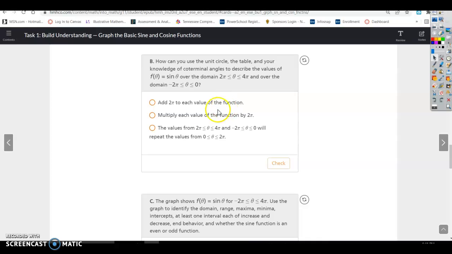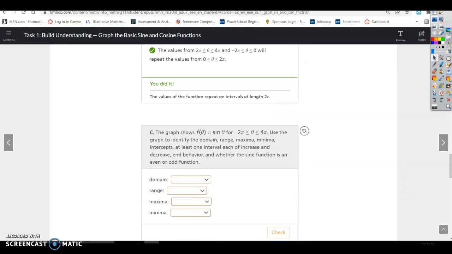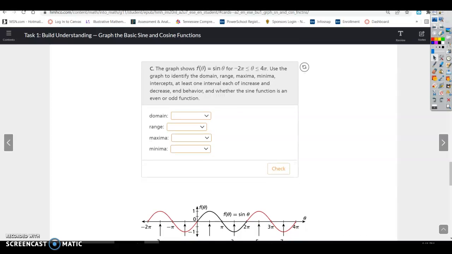So add 2 pi to each value of the function, or the values from 2 pi to 4 pi and negative 2 pi to 0 will repeat the values from 0 to 2 pi. So this is your best answer, because whatever is going to happen between 0 to 2 pi, if you continue, it's going to continue as well. So it's going to repeat every time you go around the unit circle. Every time you do a rotation of 2 pi, whatever those values are, if you do another rotation of 2 pi, it would repeat that.